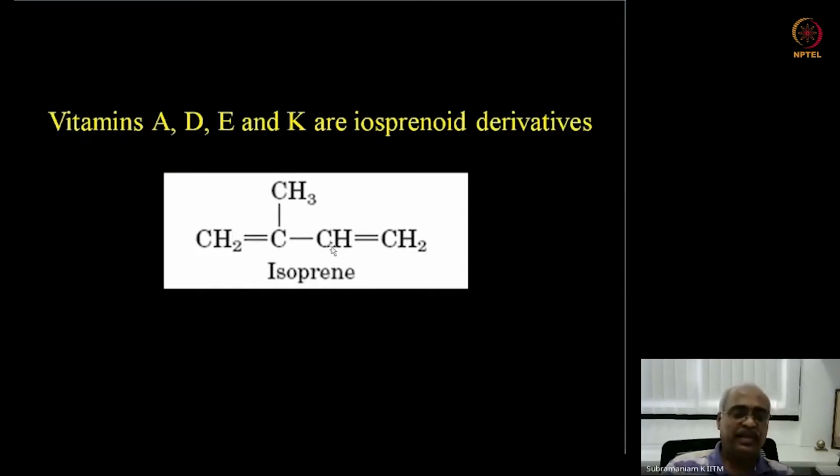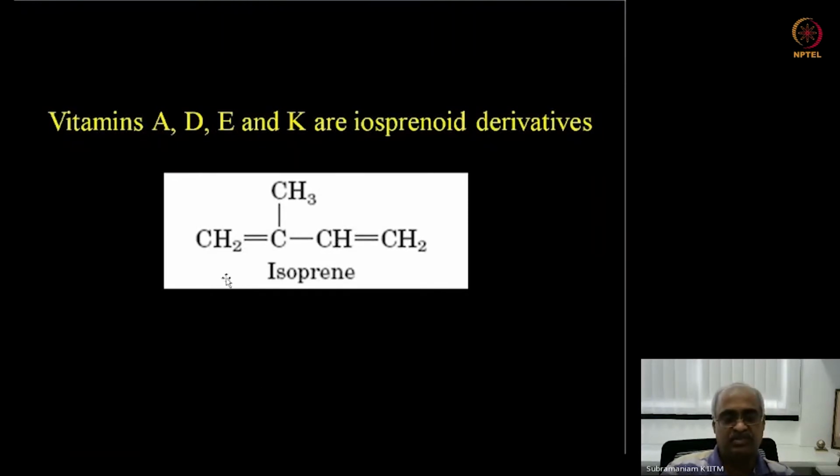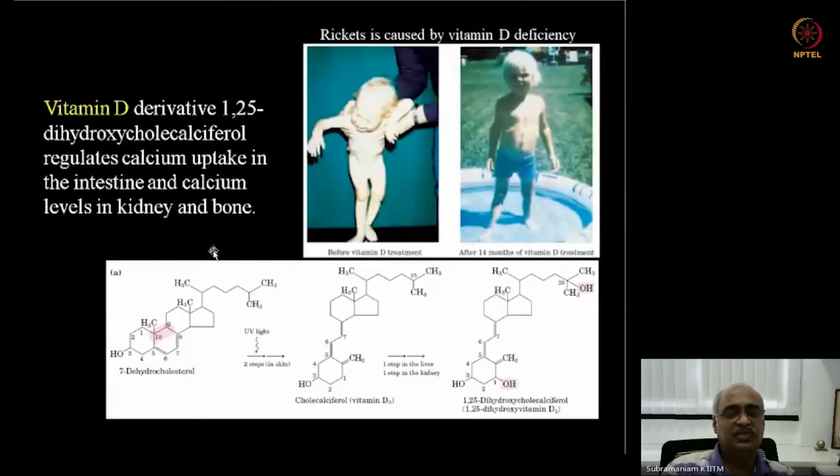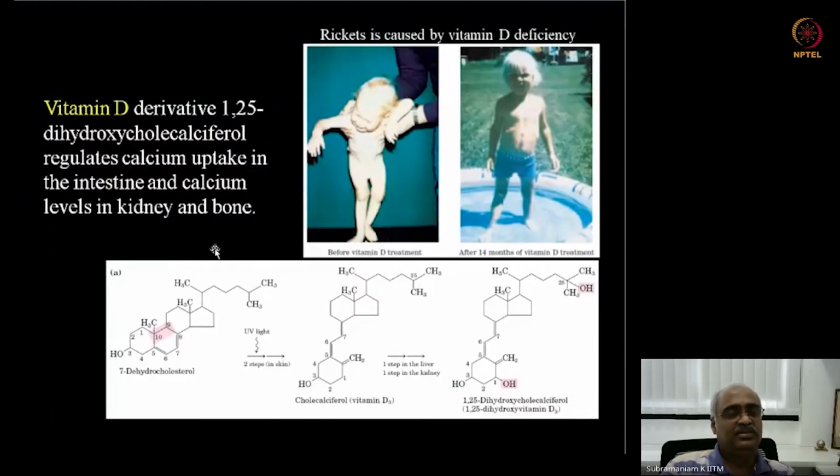This isoprene repeats multiple times in multiple manners. It's not that they always have the double bond. Sometimes these are saturated, as you will see when we look at these four structures. And then they have other aromatic rings attached to these repeat units. We'll see each one of them as we go. The first one we have is D. Vitamin D in its active form is shown here on the right.